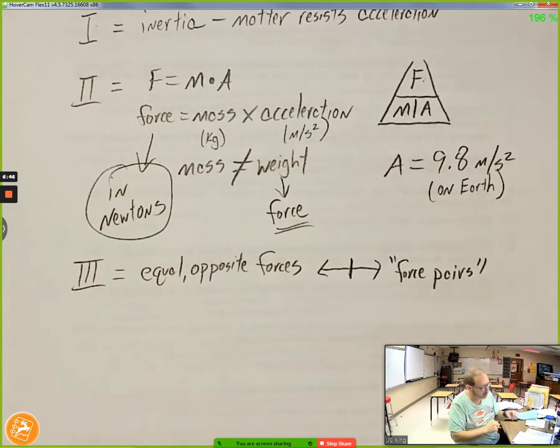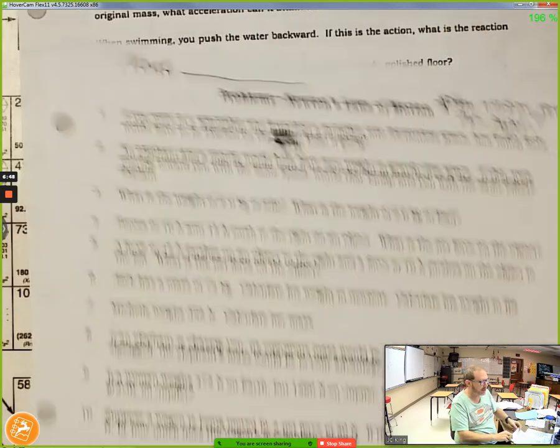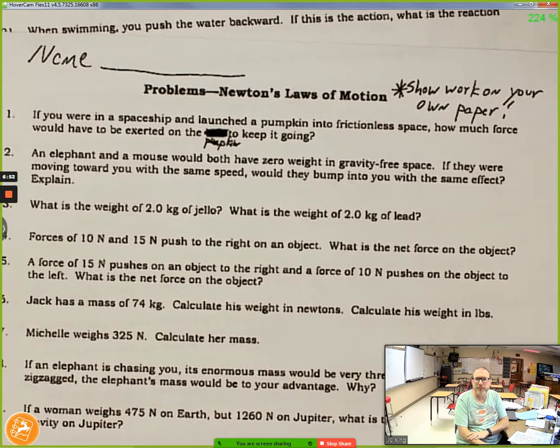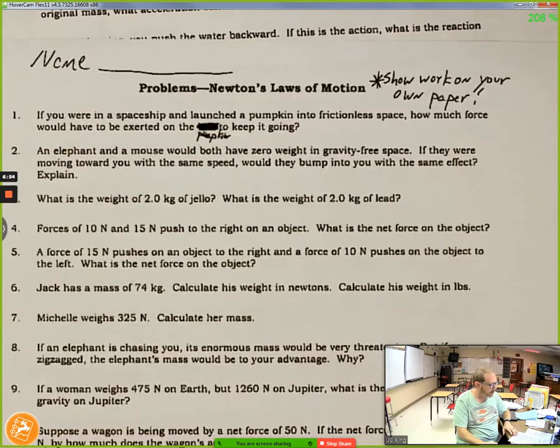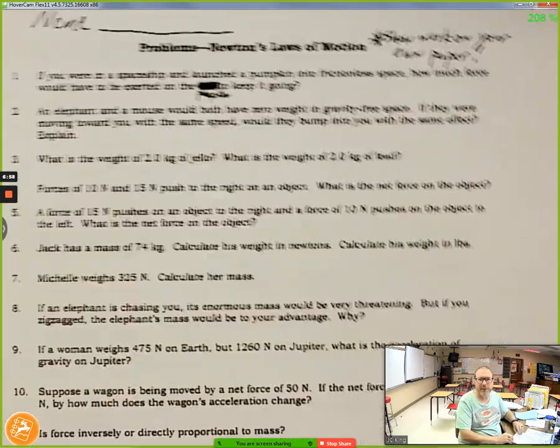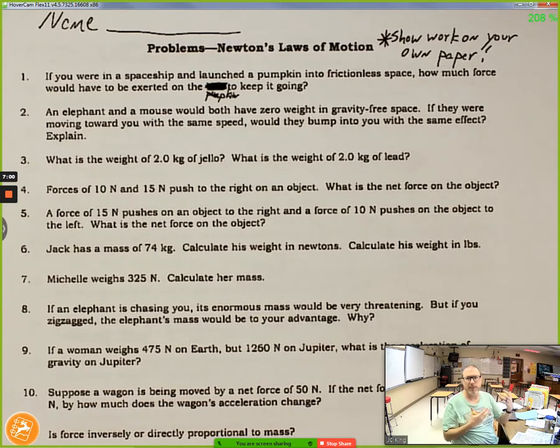So that's all the notes. Let's go take a look at some of these practice problems and shoot through a few. Okay, so some of these are actually going to involve math. A lot of them are just going to be thought problems.